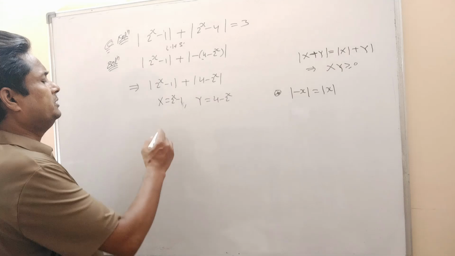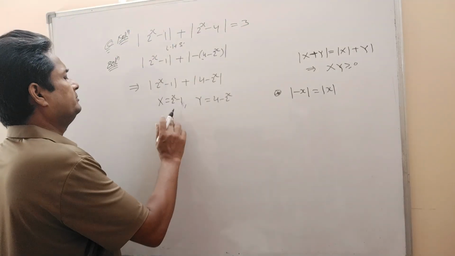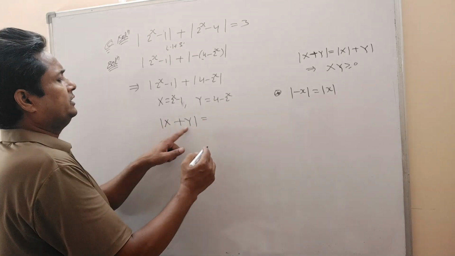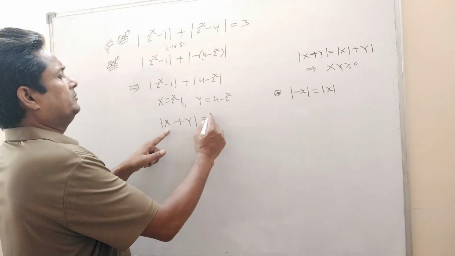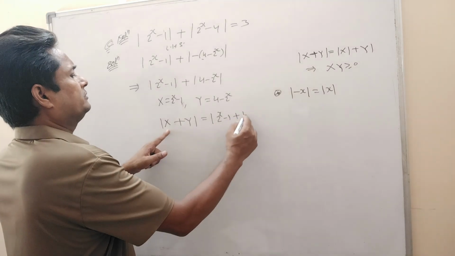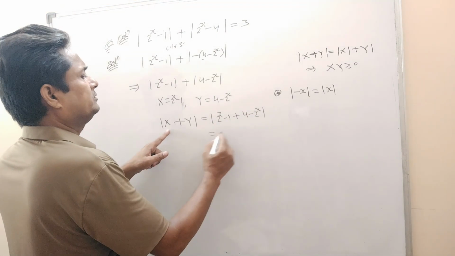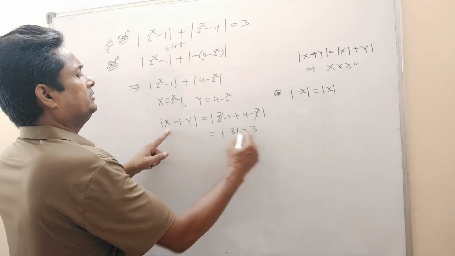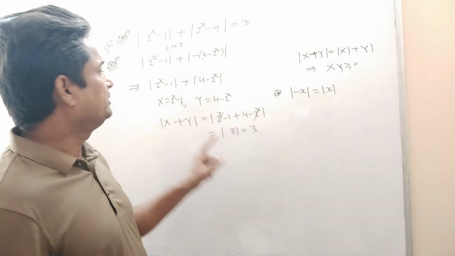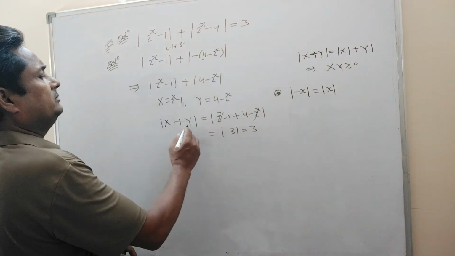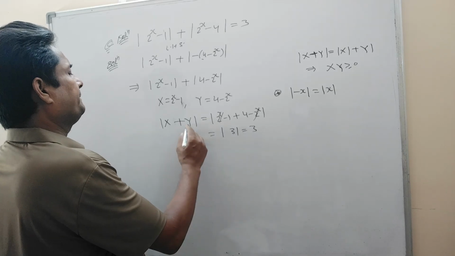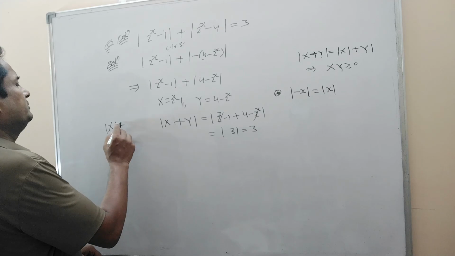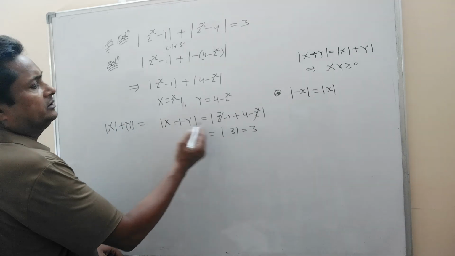Now verify this property. Mod of x plus y is what? Mod of 2 to the power x minus 1 plus 4 minus 2 to the power x. So this cancels out, and this is 3. Modulus of 3 will be 3. So basically this equation satisfies mod of x plus mod of y is equal to 3.